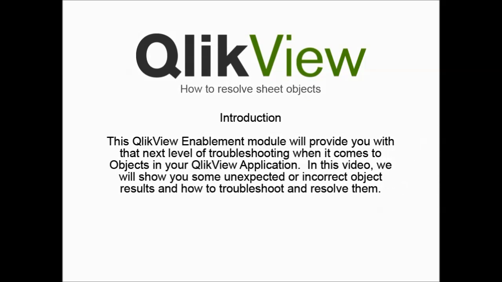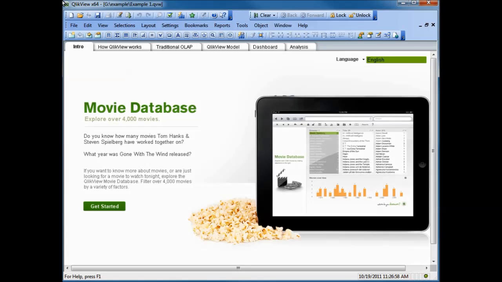This ClickView Enablement module will provide you with that next level of troubleshooting when it comes to objects in your ClickView application. In this video, we will show you some unexpected or incorrect object results and how to troubleshoot and resolve them. Let's begin with the first example, where we perform a process of elimination to rule out objects that appear to be functioning correctly and focus on the suspected object or objects.